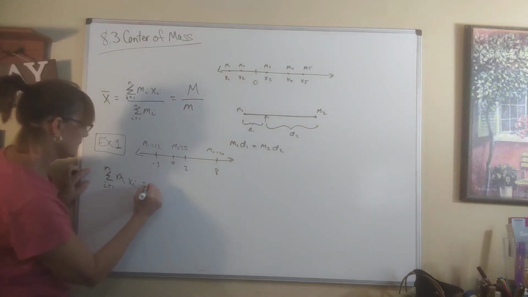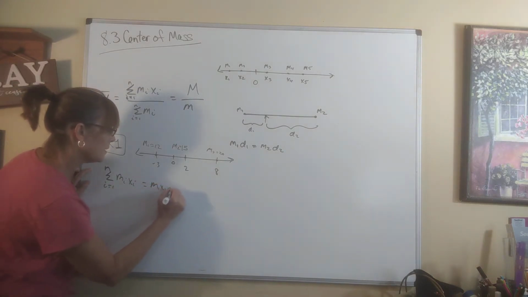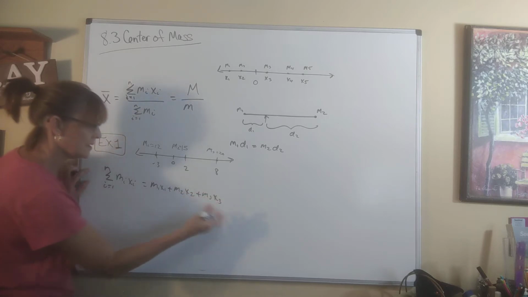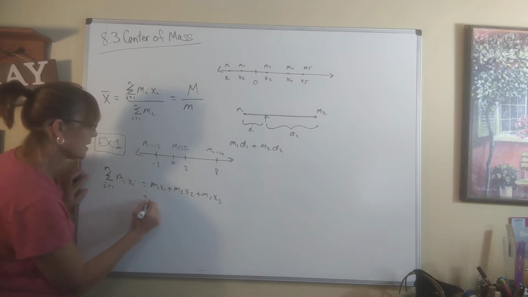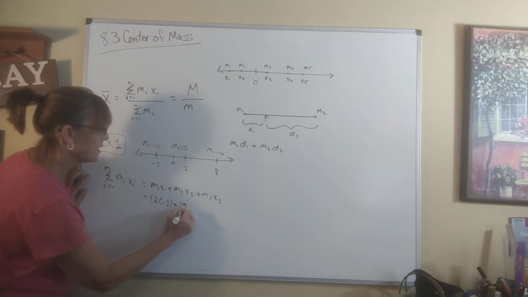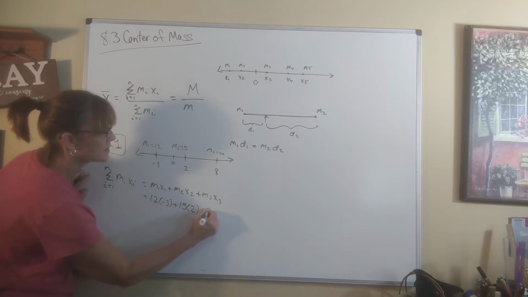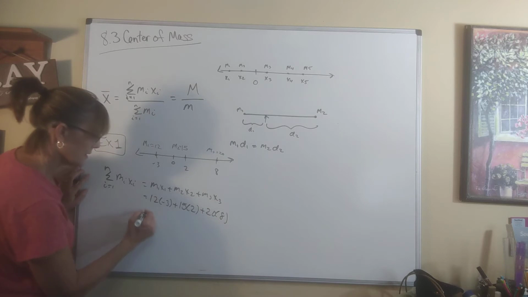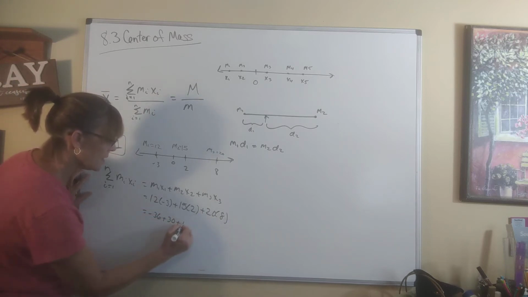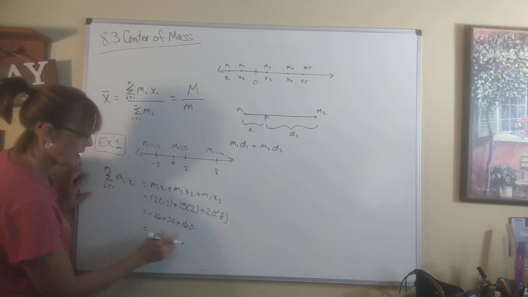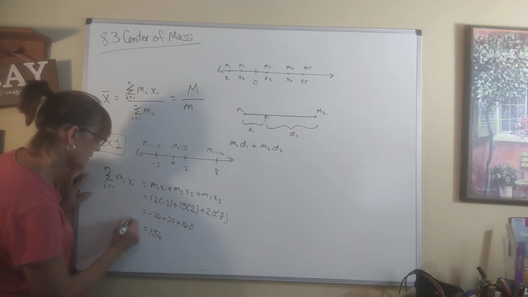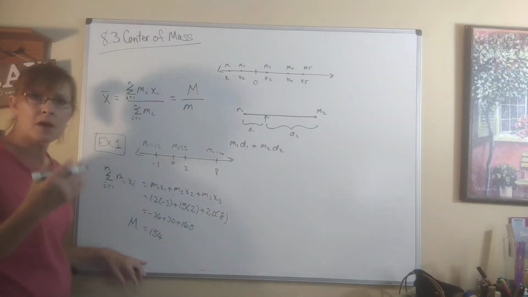Well, that is simply M1 x1 plus M2 x2 plus M3 x3, these individual moments added up. So that's simply 12 times -3 plus 15 times +2 plus 20 times 8. So that's going to be -36 plus 30 plus 160, and that's going to be a -6 plus 160, or a 154. That is what M is equal to, the moment of the system.